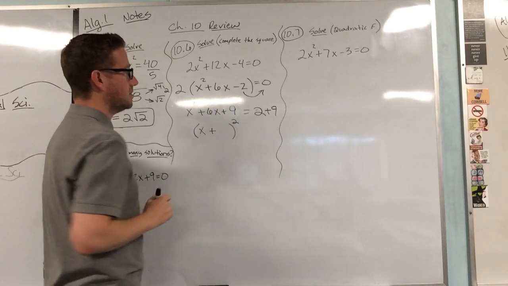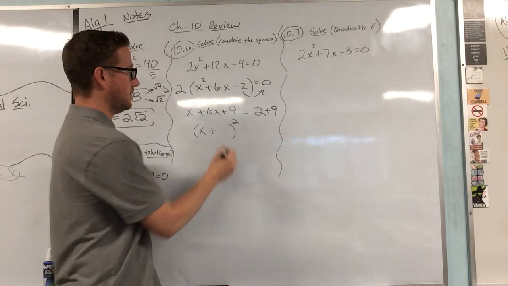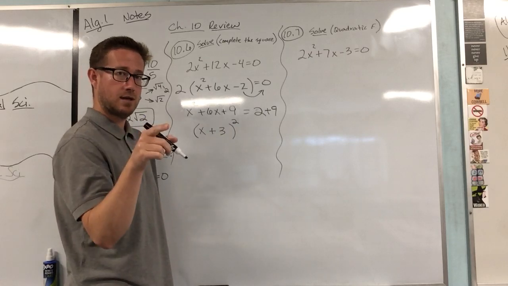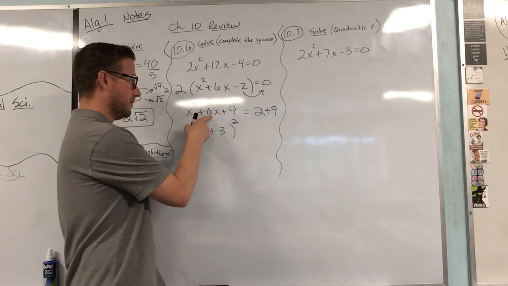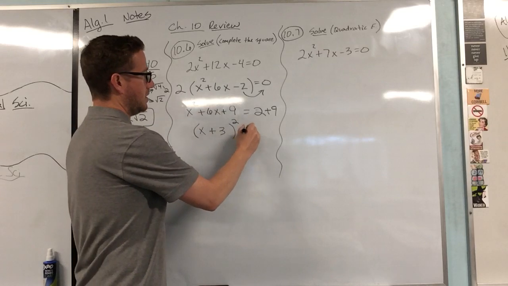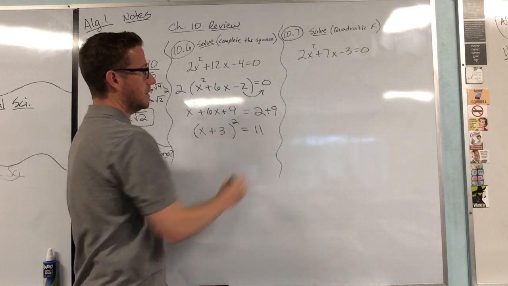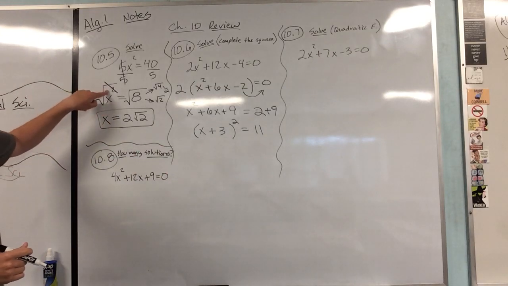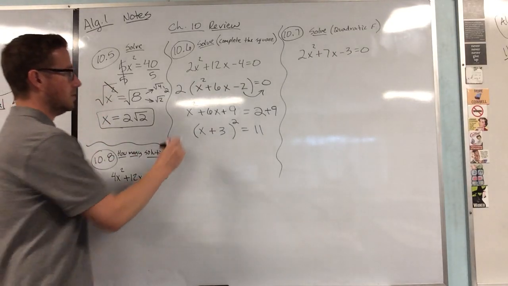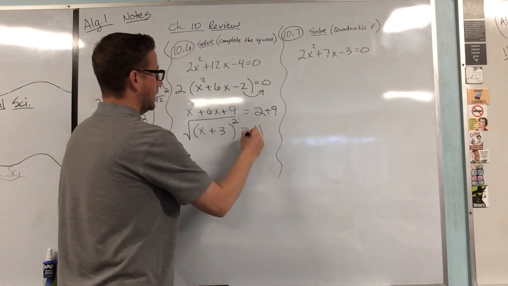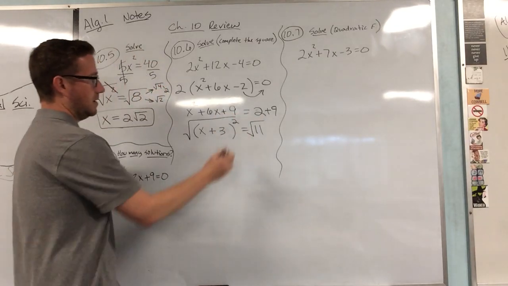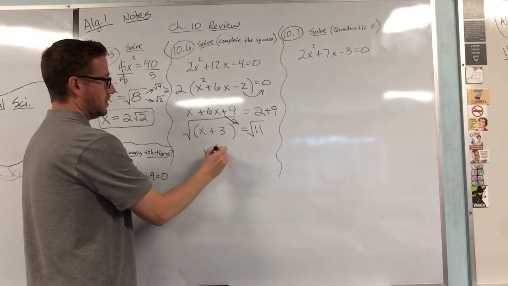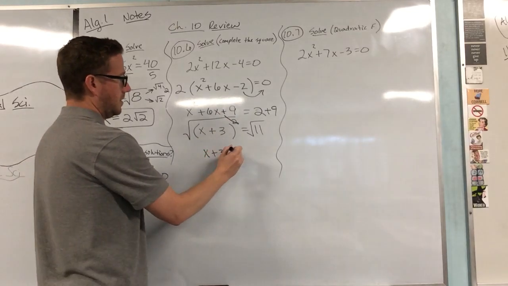Now, what are factors of 9 that can make 6? Well, it's a perfect square. So 3 is that factor. 3 times 3 is 9. 3 plus 3 is 6. All right? And then what we get over here, 9 plus 2, we get 11. Now if you look back over here, how did we get rid of that square? By taking the square root, which we're going to do to both sides. The square and the square root will cross each other out, leaving x plus 3 to drop down.